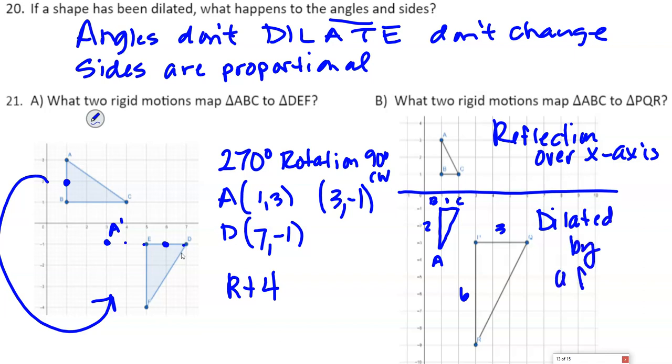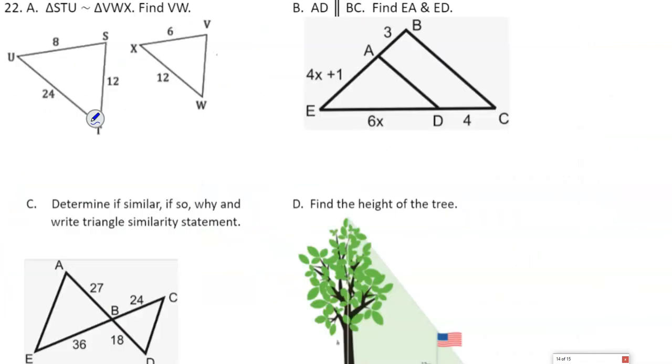by a factor of 3. Now if it got smaller, it's going to be a number under 1, right? This is 3 because it got bigger. Okay. All right, we got one left. No? Oh, sorry, we've got several left.